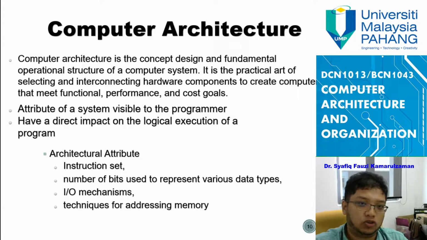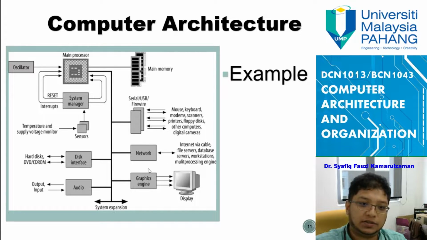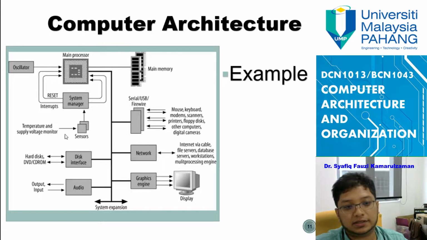So when you say computer architecture, it's the design of the computer itself. And when we say organization, this is actually the architecture first. So this one is a PC architecture, where you see that we have the main processor, the main memory, which is the RAM, random access memory, and then you have the sensors and the system managers. You have serial, USB, network, graphics, disk, and audio. All this is represented as an architecture.